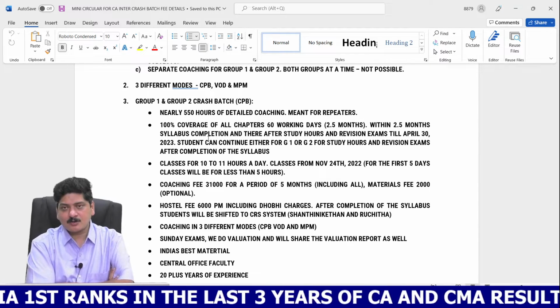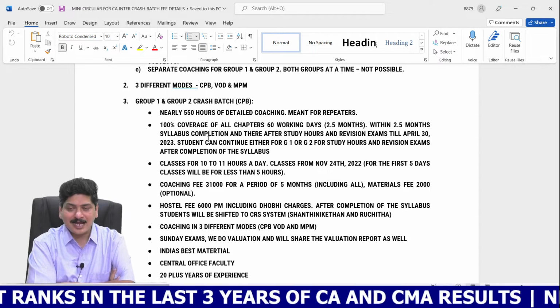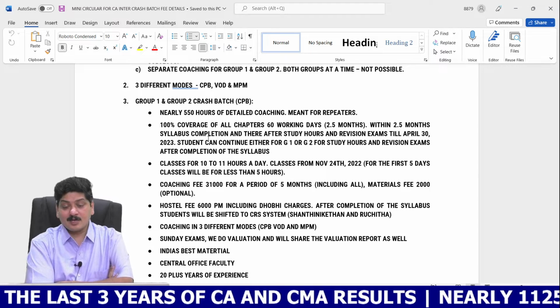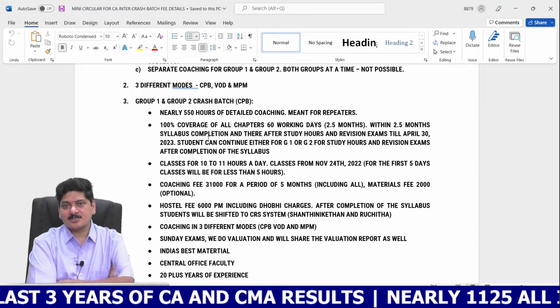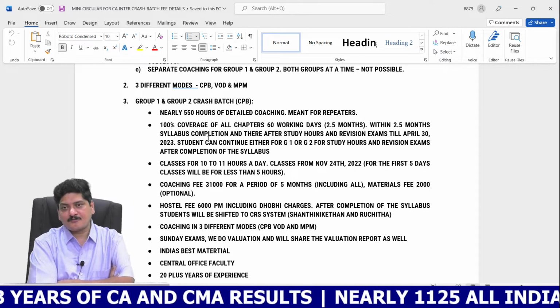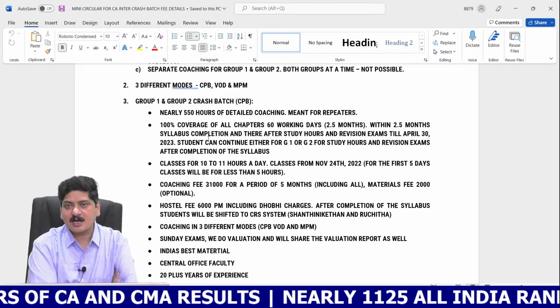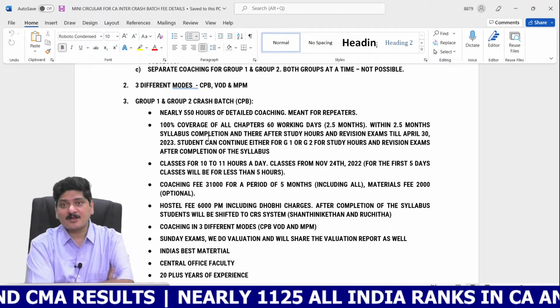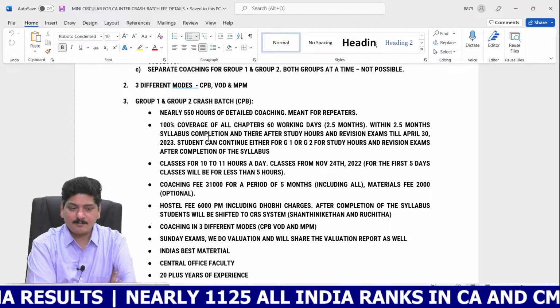Suppose, for example, you have taken admission for the Group 1 crash batch. A crash batch is nothing but coaching classes. In case of the study hours and revision examination batches, you need not continue with Group 1. You may attend the study hours and revision examinations for Group 2 as well. It may be for a valid reason.